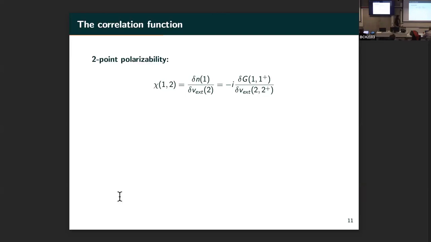So you have already seen the chi that I presented at the beginning that we discussed in that event DFT. I write it again here, which is a 2-point polarizability. It depends basically on only two indexes. In the context of Green's functions, this would mean that chi depends on 2 points in space and time.